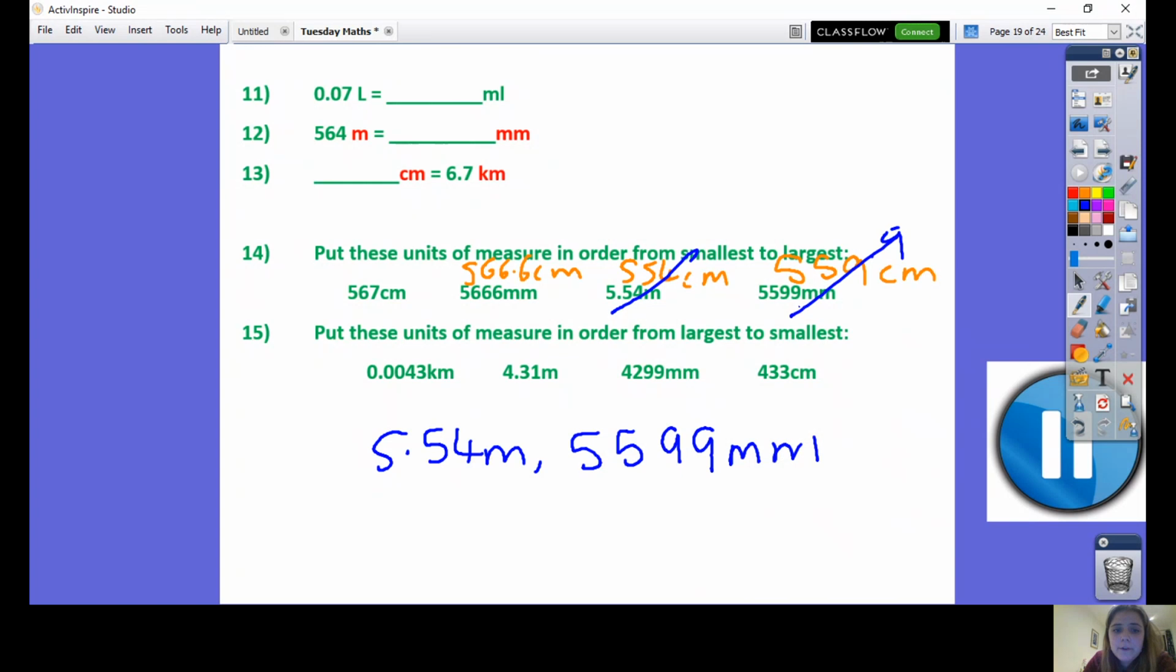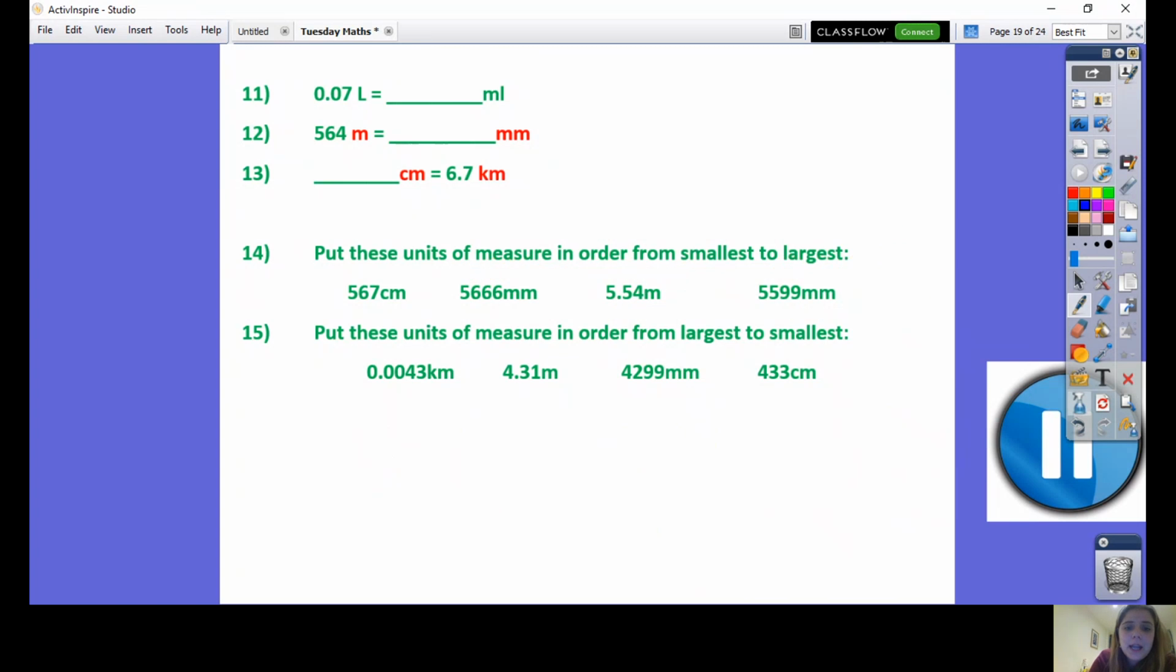Next, you'd be looking for 5,666 millimetres. And finally, 567 centimetres. Okay, and then the final question here, put these units of measure in order from largest to smallest this time. Again, I've got kilometres, metres, millimetres and centimetres. I'd probably once again convert to centimetres.